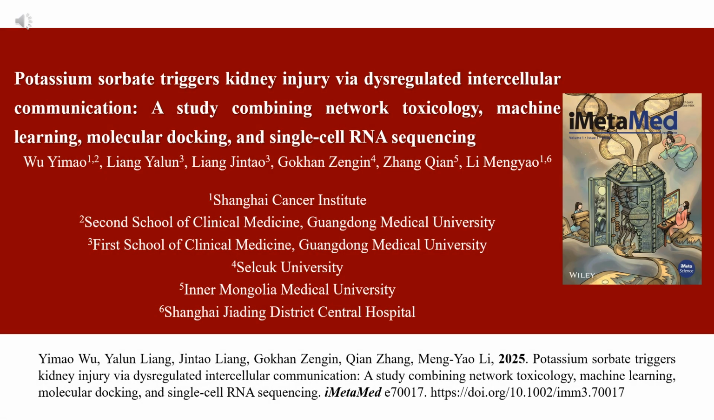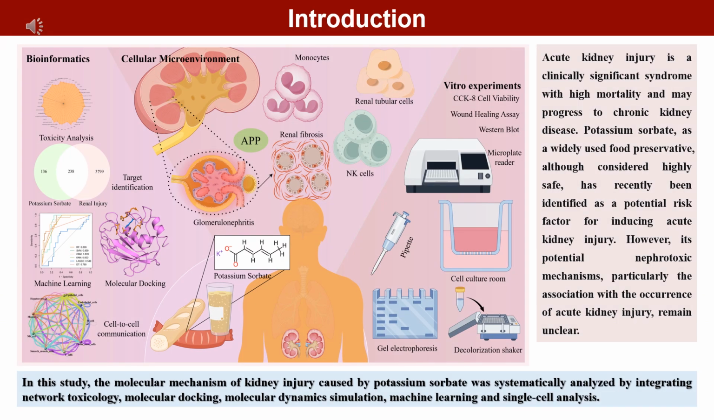Potassium sorbate triggers kidney injury via dysregulated intercellular communication. A study combining network toxicology, machine learning, molecular docking, and single-cell RNA sequencing. In this study, the molecular mechanism of kidney injury caused by potassium sorbate was systematically analyzed by integrating network toxicology, molecular docking, molecular dynamic simulation, machine learning, and single-cell analysis.